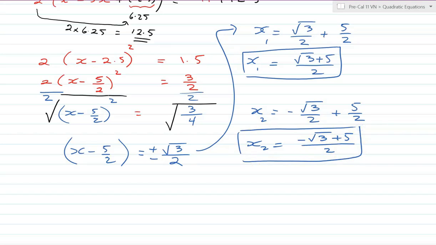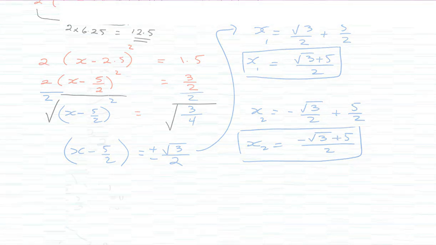And that is it. If the question asks you to give your answer to a certain number of decimal places, then you have to take out your calculators and punch in the numbers: root 3, whatever that is, plus 5, divided by 2. Then you're going to get a decimal expansion, and that would be your x1. The next one will be x2. Same idea. You can use your calculator as well. Let's look at another example.